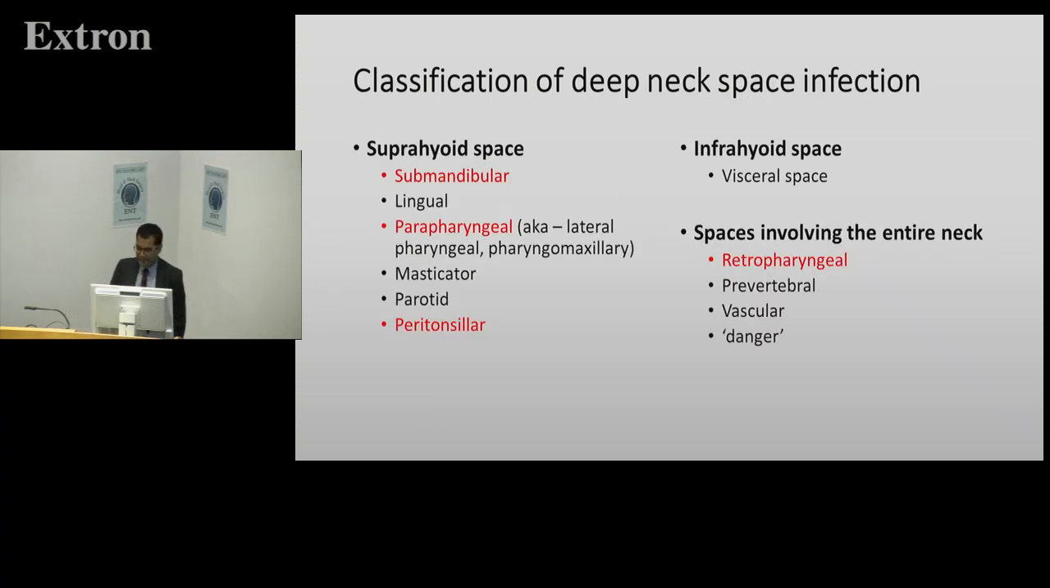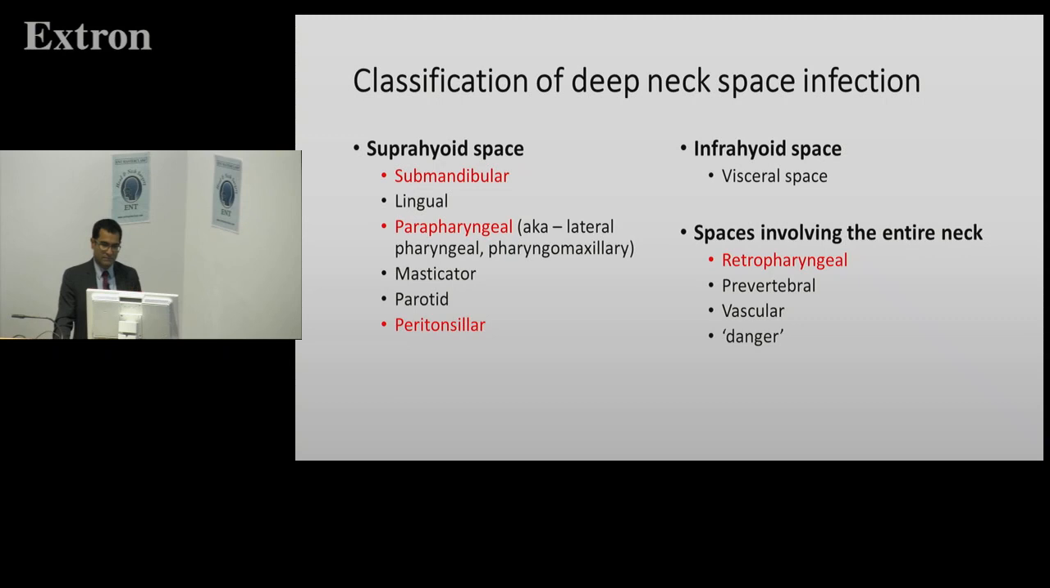Now, if you look at the neck spaces, this is probably the best classification system that I've come across. You just divide it up into the spaces that are above the hyoid, below the hyoid, and the spaces that encompass the entire neck. The ones highlighted in red are the ones that we're more familiar with, and these are ones that we encounter regularly: submandibular space, parapharyngeal space, peritonsillar, and retropharyngeal space. I'll go through a lot of these with clinical examples.